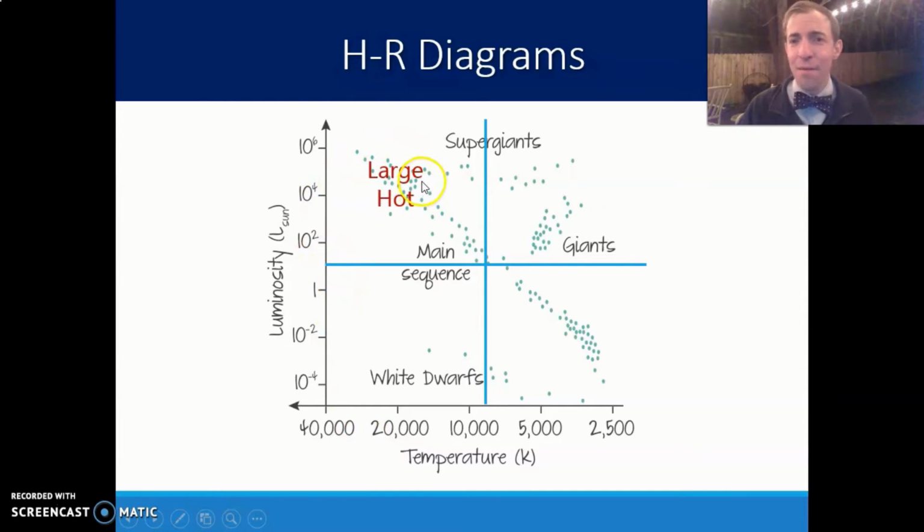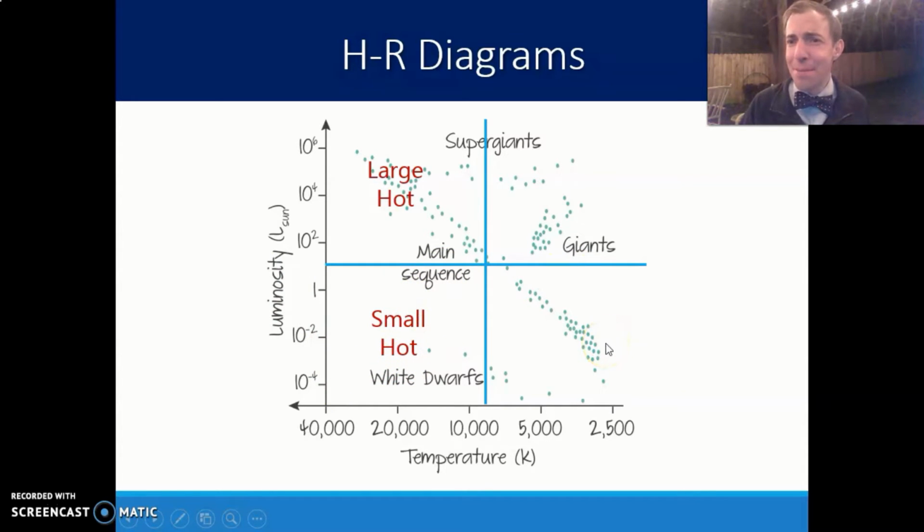So these are very large stars because they're very luminous, and they're also very hot stars. So these are like your blue giants. Down here in the bottom left quadrant, these are very hot still, but they're very, very small. And we know that they're small because even though they're hot, they are much less luminous than our sun. So the only way that luminosity could be so low with the temperature that they are is that they are very, very small stars.